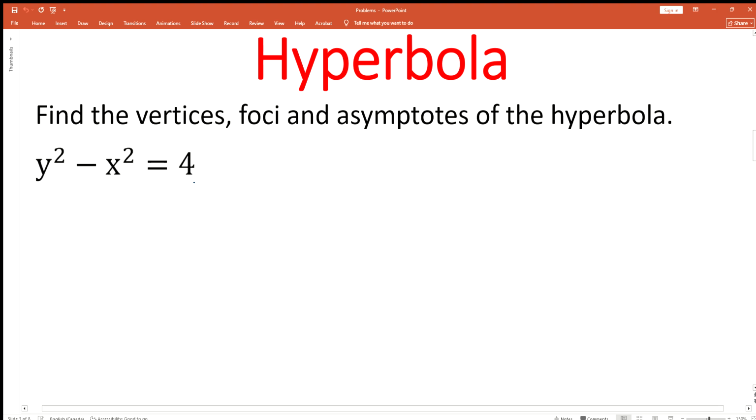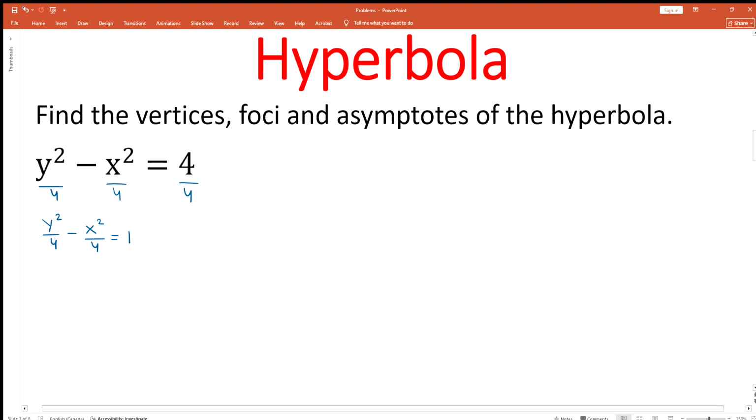In standard form, the term on the right side of the equation is 1. That means we have to change this 4 to 1. We can do that by dividing each term in this equation by 4. I get y squared over 4 minus x squared over 4 equals 1 because 4 divided by 4 is equal to 1. This is the given equation in standard form.